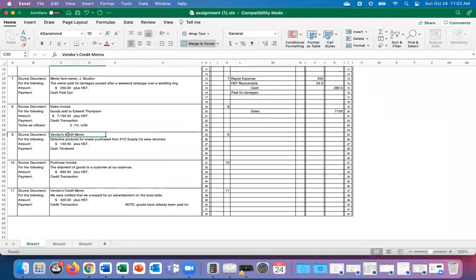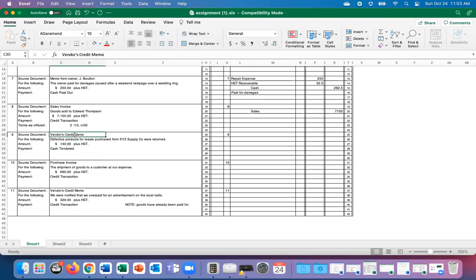5th one from June 9th. So this is a vendor's credit memo. Defective products for resale purchased from XYZ Supply were returned. Okay, so in this one, we returned it for $140 plus HST, and this is a cash transaction.